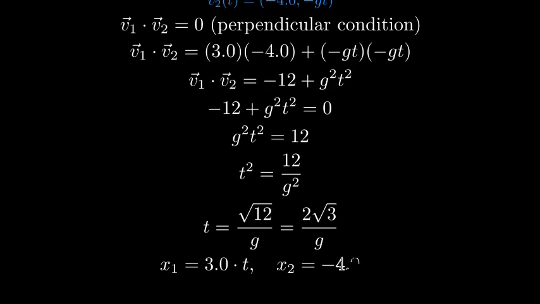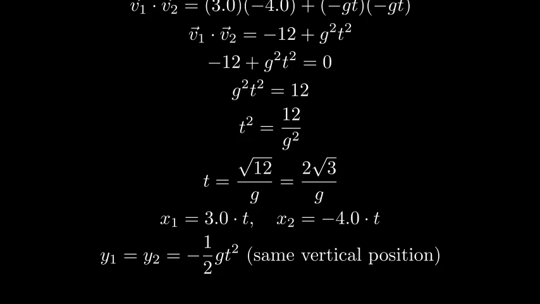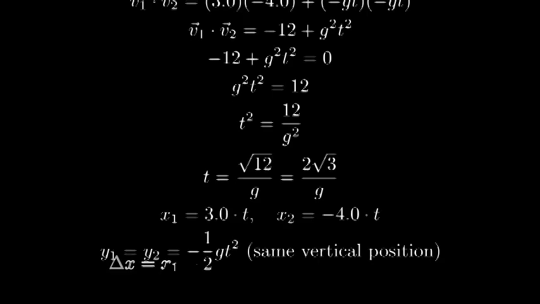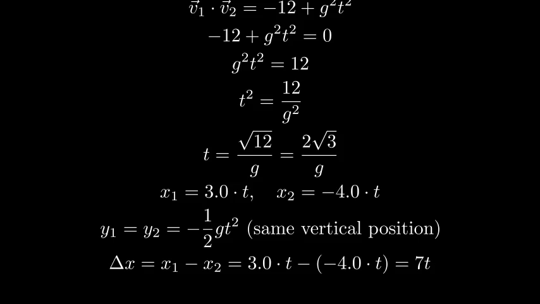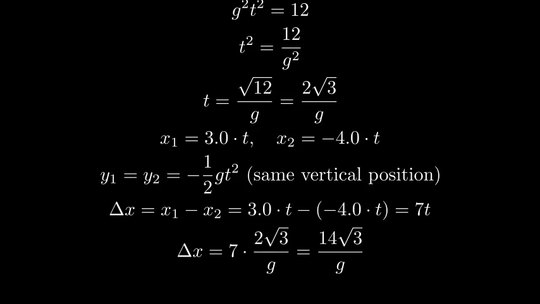At time t, the horizontal positions of the particles are x1 equals 3.0 times t, and x2 equals negative 4.0 times t. Since both particles are falling under the same gravitational acceleration, they fall the same vertical distance. So the separation is purely horizontal. The horizontal distance is x1 minus x2, which equals 3.0 times t minus negative 4.0 times t, which simplifies to 7 times t. Substituting our value for t, the distance equals 7 times 2 root 3 over g, which equals 14 root 3 over g.